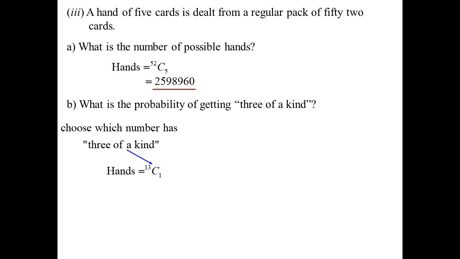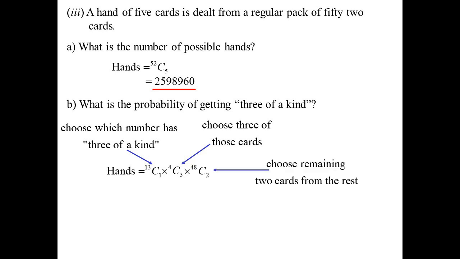We're saying we want one of those numbers to turn up 3 times. So the first thing I'm doing is I'm choosing which number would be 3 of a kind, 13C1. But now I'm saying I want 3 of them. There's 4 different suits in a pack of cards. So of the 4, I want 3 of them. So it might be the number 2 we've decided we want. So there's a 2 of hearts, 2 of diamonds, 2 of clubs, 2 of spades. I just want 3 of those. So of the 4, I'm going to get 3. So 4C3. But I still need 2 more cards. So of the 48 remaining cards, I'm going to choose 2.